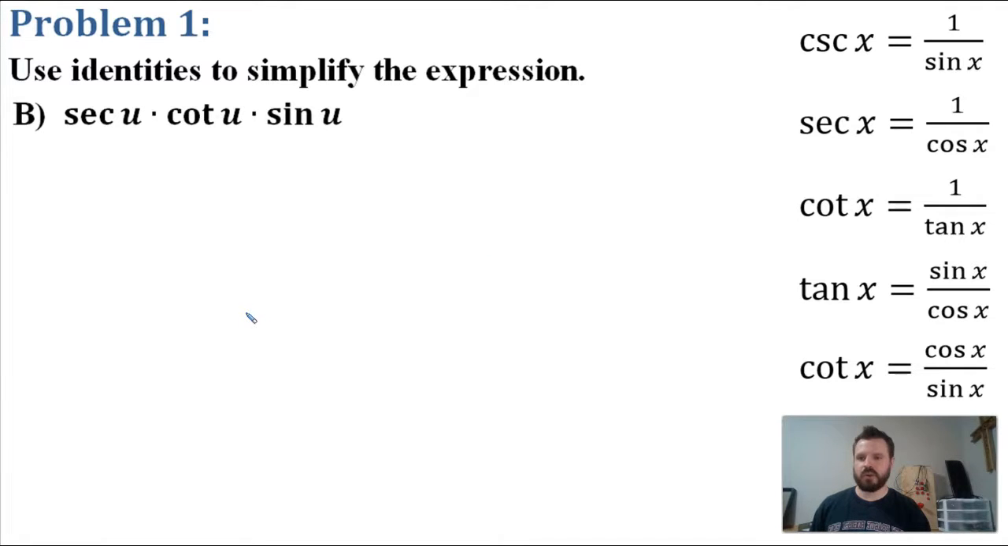All right, let's show you how to go through part B. Again, pretty simple expression. And again, I just want to write everything in terms of sines and cosines here. Secant u, we can say is 1 over cosine u. Cotangent u, we can say is cosine over sine.